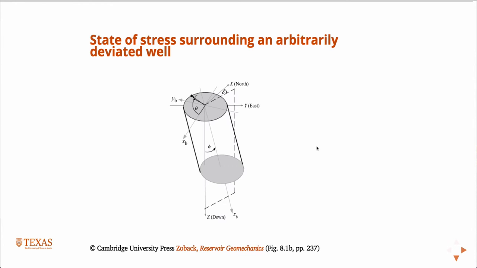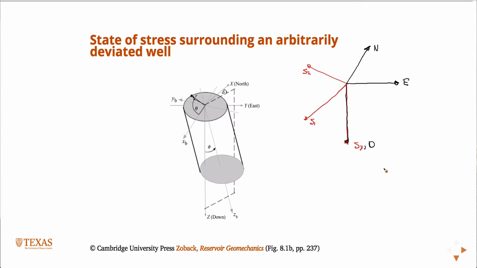So again, you have some principal stresses that are arbitrarily oriented, except one of them is vertical, right? Then we define this geographic frame, so it was north, east, and down, right? And we can take those principal stresses and rotate them into this geographic frame. When we were doing stress resolution of faults, we went from the geographic frame onto the fault. Now we're going to go from that geographic frame into the wellbore, okay?